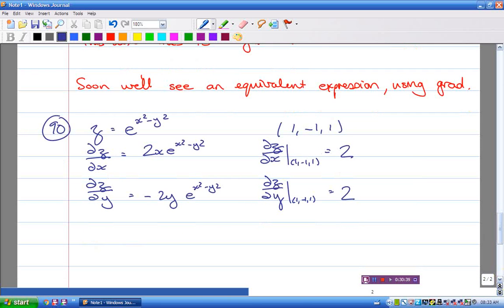So my plane equation is z minus 1 equals 2(x minus 1) plus 2(y plus 1). Ta-da, I'm done. There's our plane equation. But we could also multiply out, and we could get 2x plus 2y minus z equals what? That is going to be a minus 2 plus 2, it cancels. Minus 1, if I'm not mistaken. Okay. That's a plane equation. Easy, right? Going to try number 91.